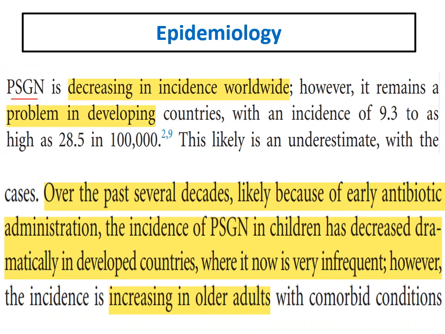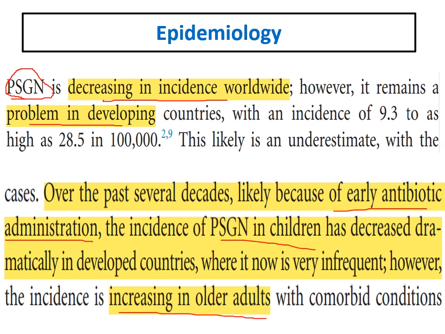Now we will discuss in detail post-streptococcal glomerulonephritis. Post-streptococcal glomerulonephritis is decreasing worldwide, but it remains a problem in developing countries. It decreased dramatically worldwide due to early antibiotic administration, but it remains an important medical condition, especially in older adults with comorbid conditions.